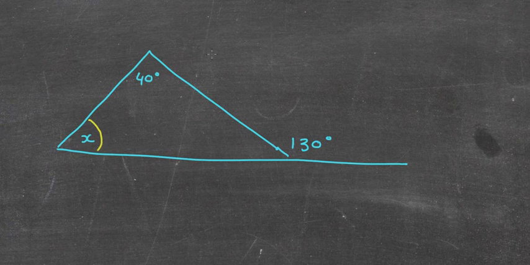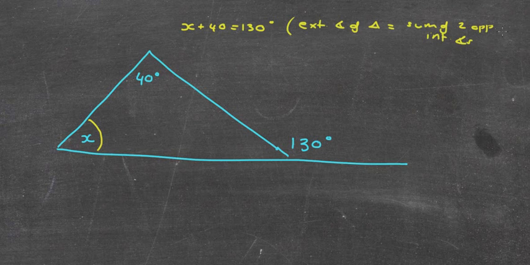Now, likewise, if I did it the quick way, I'm going to say that x plus 40 is equal to 130 degrees. My reason: the exterior angle of a triangle is equal to the sum of the two opposite interior angles. Therefore, I'm going to take the 40 away. I'm going to get x is equal to 90 degrees. I know it doesn't look like a 90-degree angle, but remember, it's not drawn to scale.